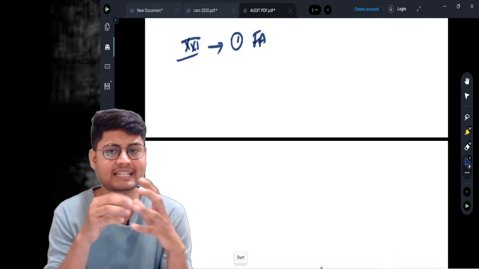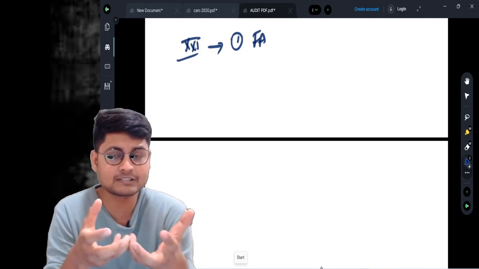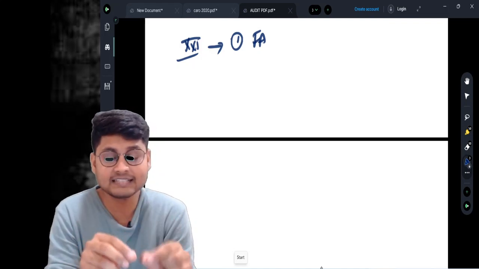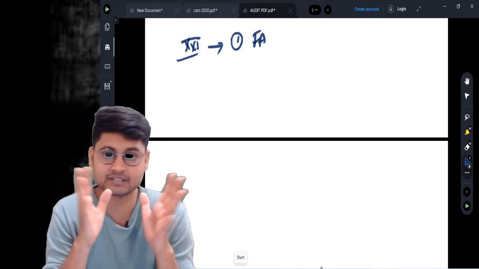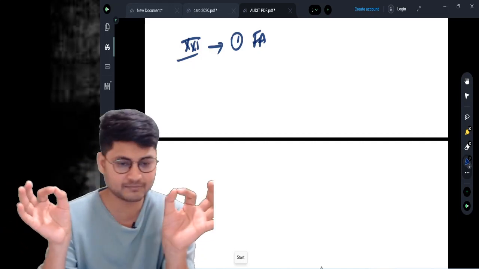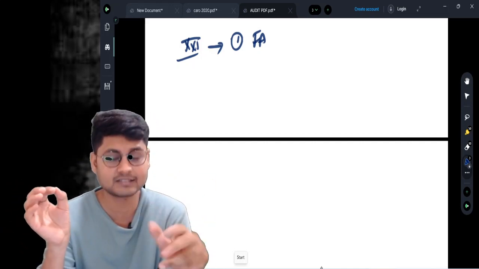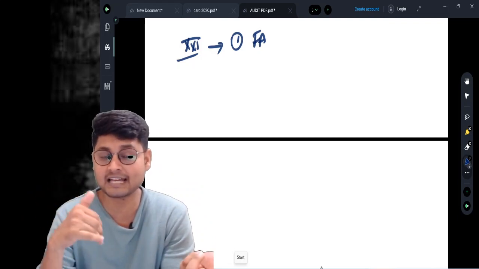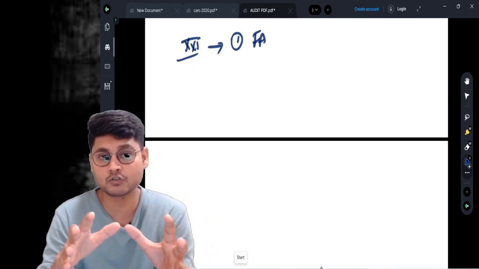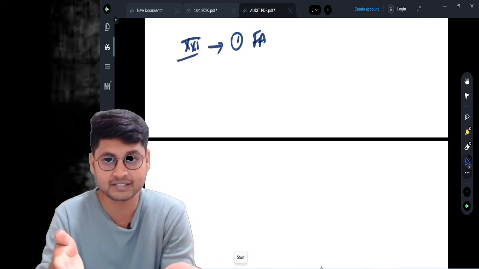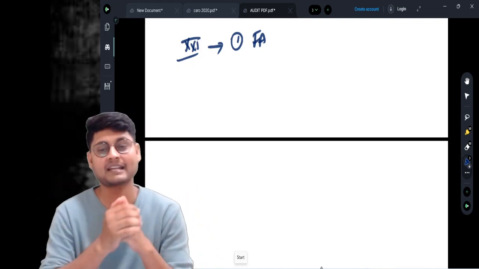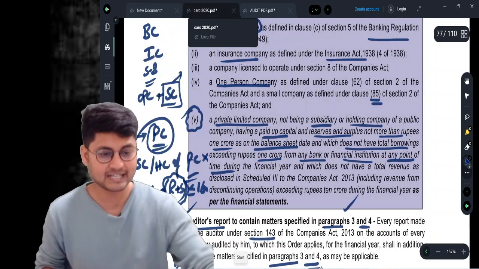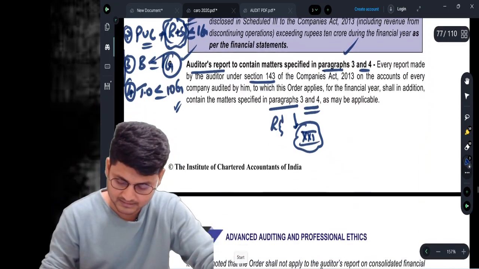So it is not a standalone paragraph. It depends upon the conclusions the auditor makes while reporting under paragraph number 3. When the auditor reports something negative in those 21 points, then the basis for that conclusion, why he has come to that negative or qualified conclusion, shall be reported in paragraph number 4. Let me go to paragraph number 4 once, and then we'll come back to paragraph number 3.